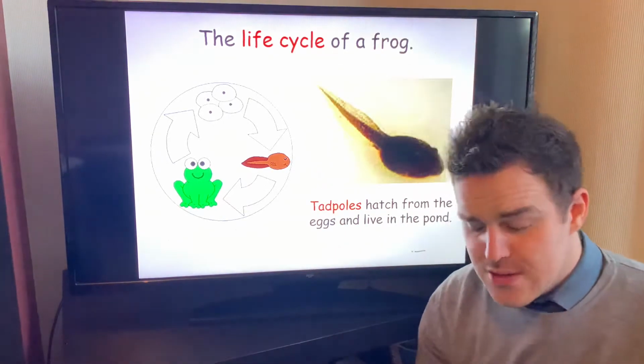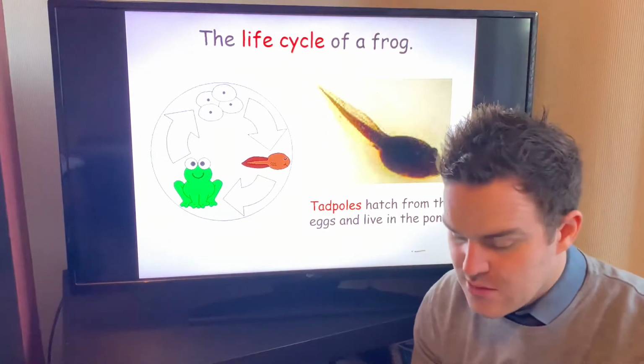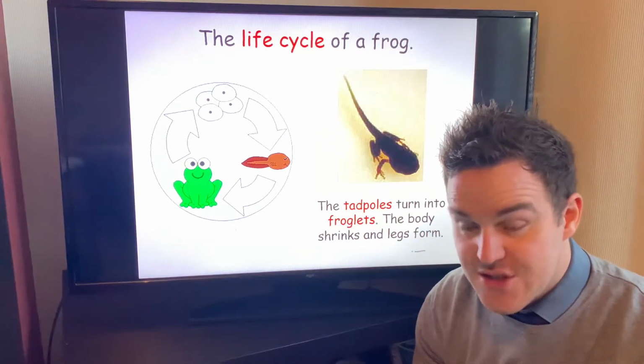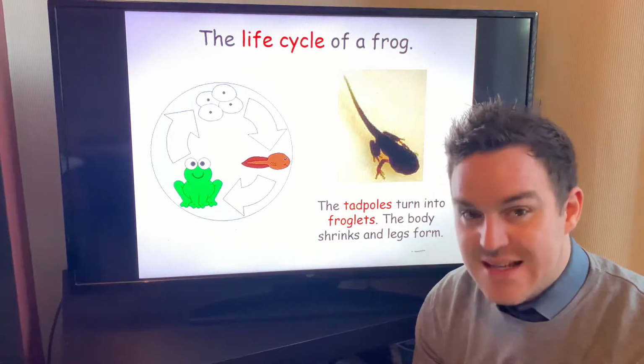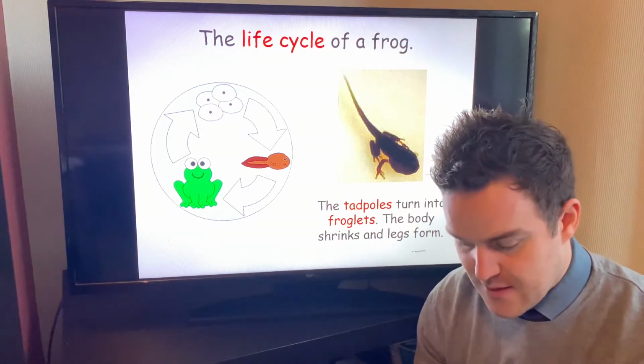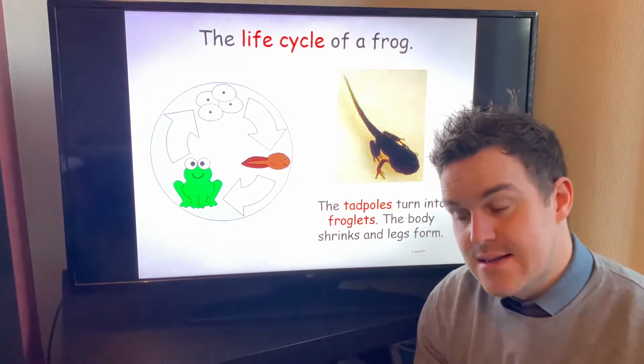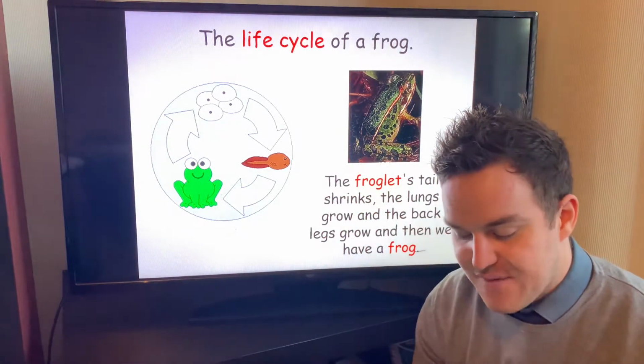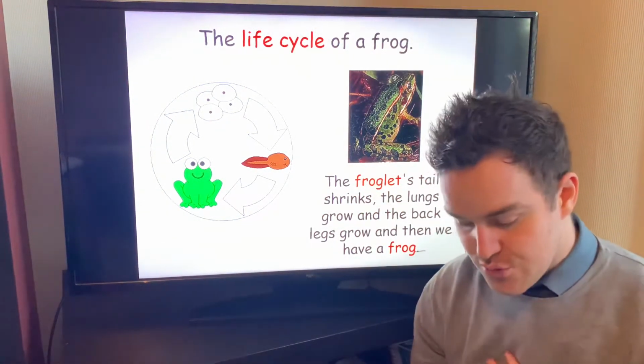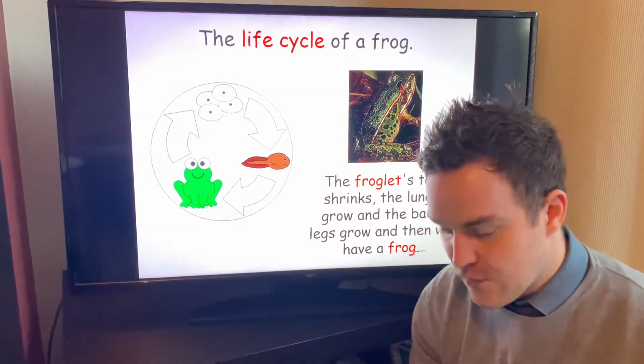Okay. Tadpoles hatch from the eggs and live in the pond. The tadpoles then turn into froglets. The body shrinks and their legs form. So we had frog spawn, tadpole, froglet. The froglet's tail shrinks, the lungs grow and the back legs grow, and then we have a full frog.